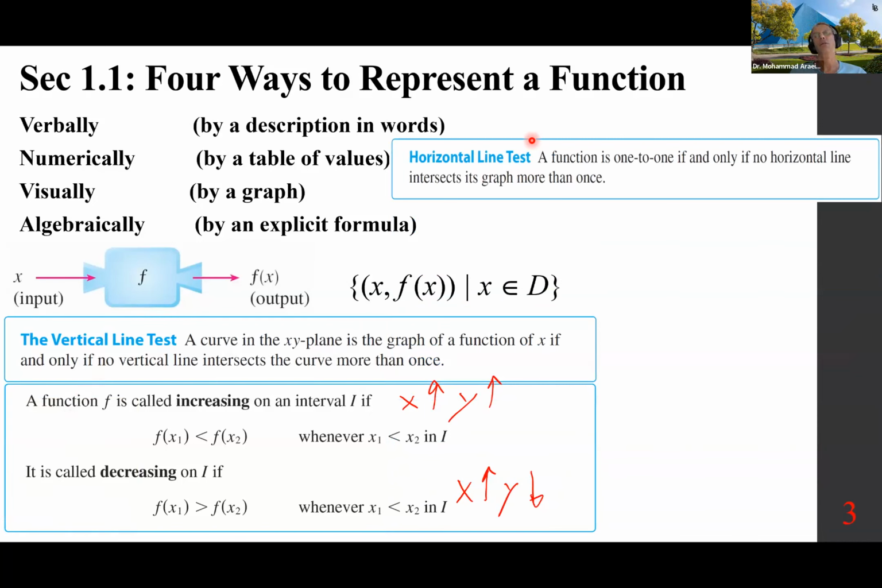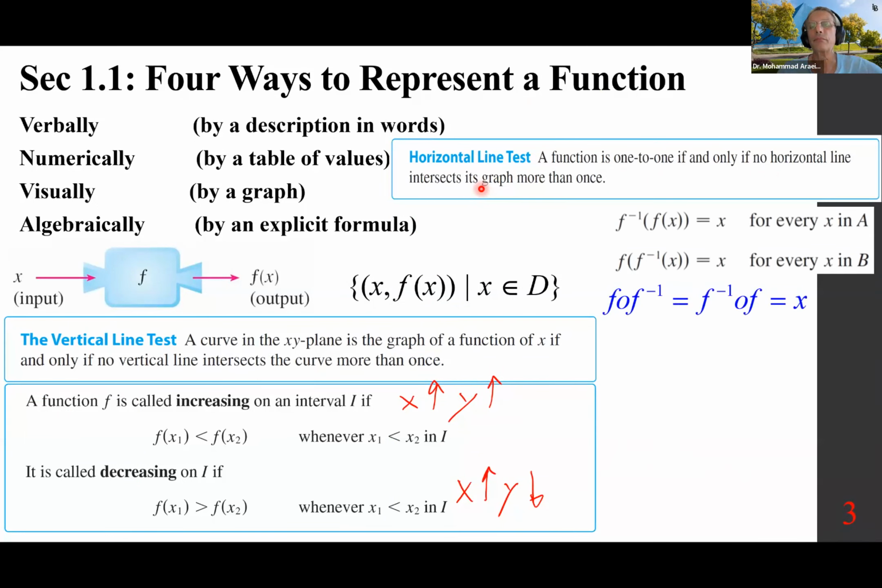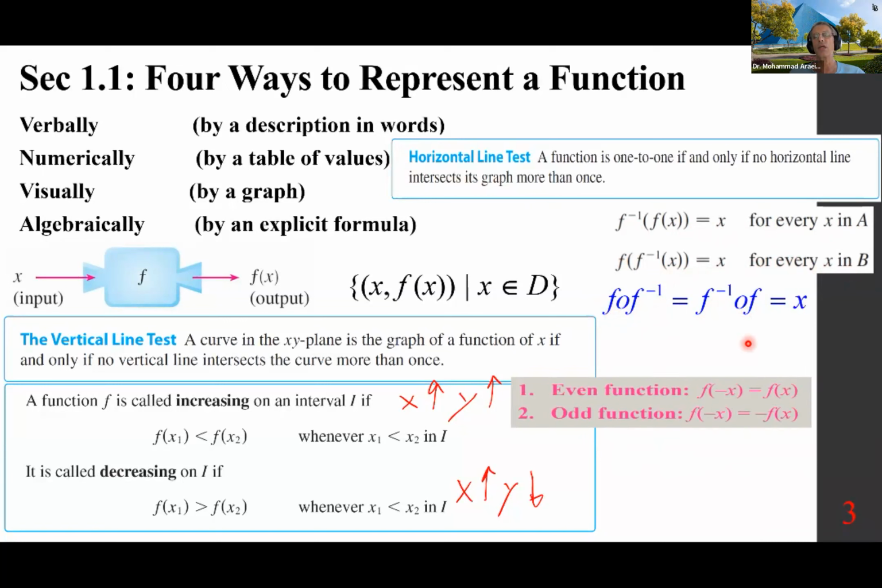HLT, horizontal line test. A function is 1-to-1 if and only if no horizontal line intersects its graph more than once. And recall, f inverse of f of x is x for every x in A, f of f inverse of x is x for every x in B, and their composite function, f of f inverse or f inverse of f, is x. So the composite function of two functions that are inverse functions is always x.